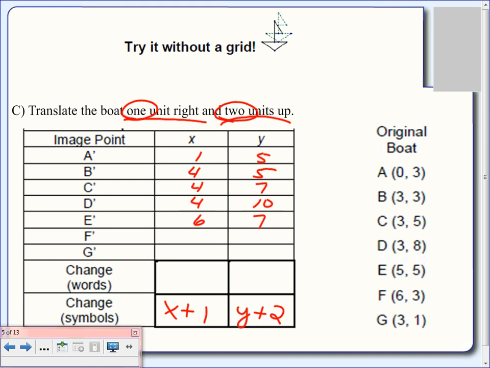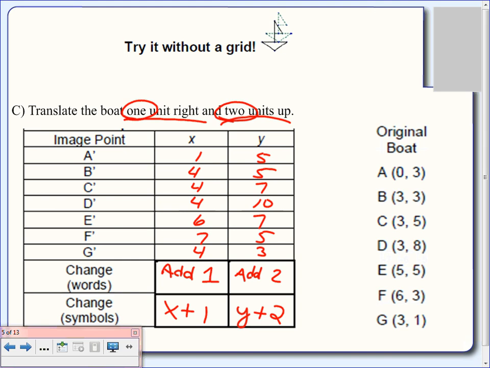Remember, we're adding 2 to the Y value. F is now at 7, 5. And then the last one, G, is going to be at 4, 4. Okay. Y'all double check that everything looks good. So again, all we did was add 1 to the X, and over here we added 2 to the Y. That's all we were doing.